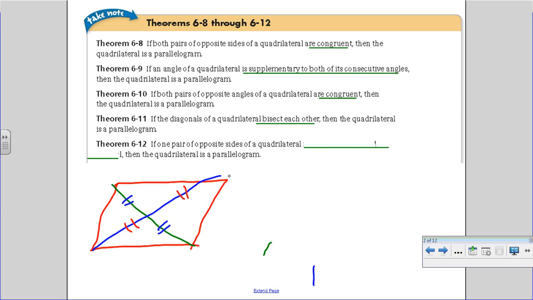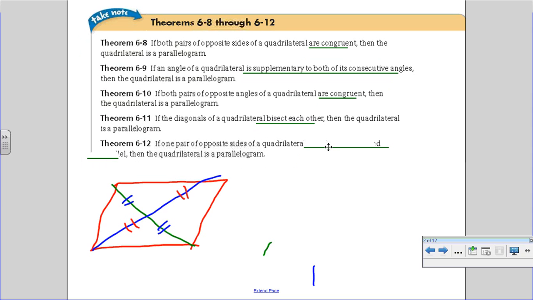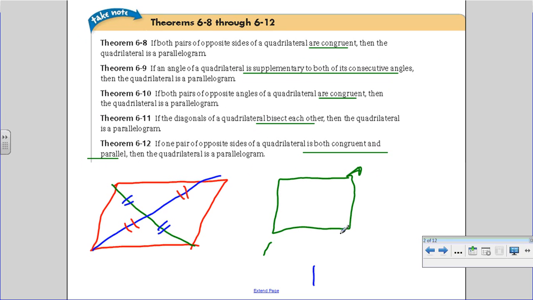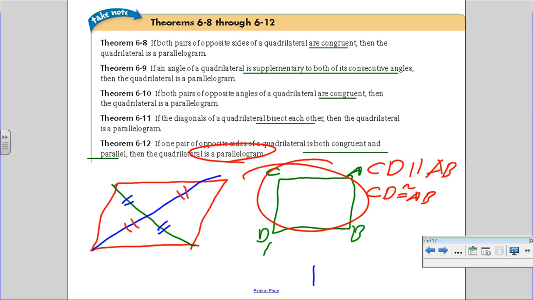If one pair of opposite sides of a quadrilateral are both congruent and parallel, then the quadrilateral is a parallelogram. So if we take a look at another parallelogram, and we have A, B, C, and D, and we show that CD is parallel to AB and that CD is congruent to AB, then we can prove that this figure here is again a parallelogram.